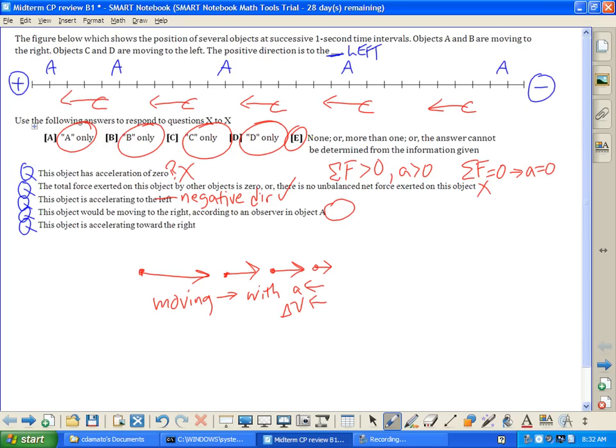So let's see. What's the only trick here? Well, object A is moving this way. C is moving this way. So if this is the same time interval, where are both of the objects at time zero?